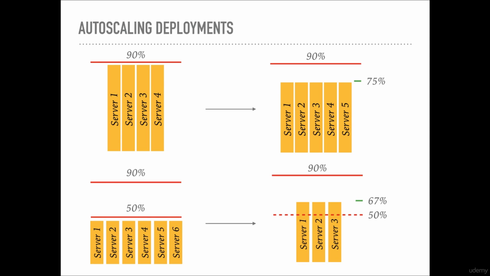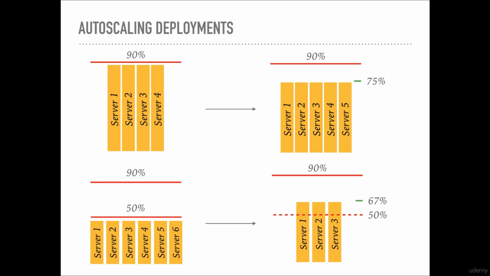The auto-scaling group also works in the opposite direction, where we can add more servers automatically as the demand rises. So if you're looking at this graphic, in the first example, we have 4 servers that are running at 90%. What we can do there is add another server, and all of them will now be running at 75%. In the bottom example, we have 6 servers, which is way too many. And in that case, they're running at about 50%, which is the lower limit that we have set.